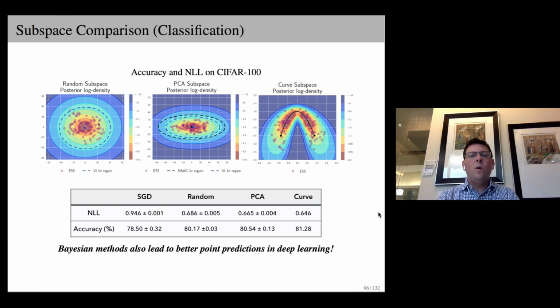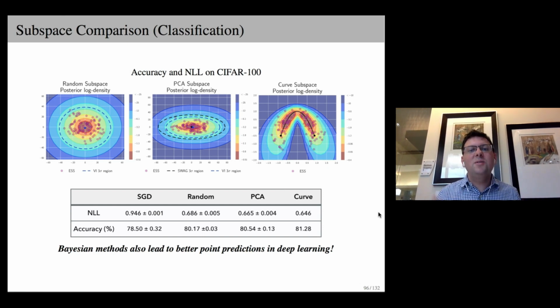Now, in part one, I emphasized that because there's all this functional variability inside the loss surface of a neural net, we're really going to benefit not just in terms of uncertainty representation, which can be measured by, say, negative log likelihood, but also in terms of just the accuracy of our point predictions. And we can really realize that here with that subspace approach.